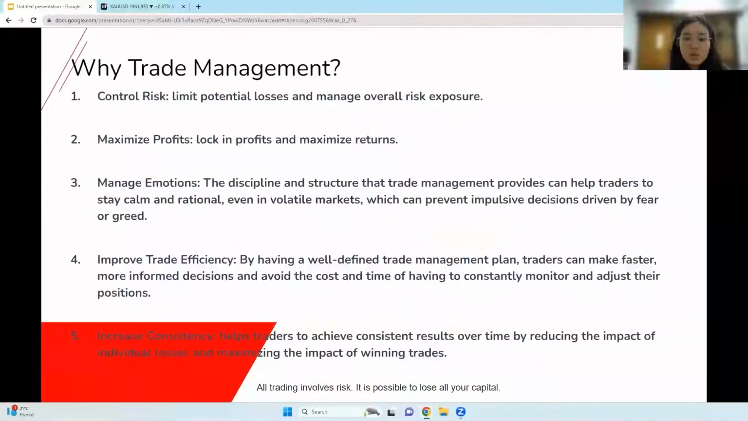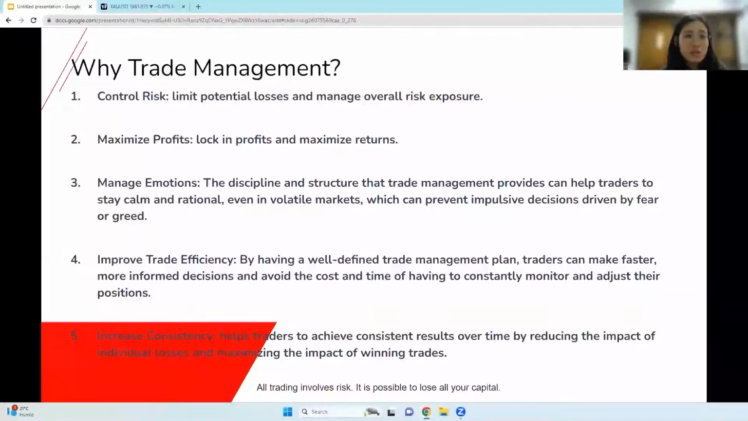Really briefly, why is it important to have a trade management strategy? Firstly, to control risk. Trade management strategies such as stop loss orders and position sizing help traders to limit their potential losses and manage their overall risk exposure. Next, maximize profits. Trade management strategies such as take profit orders, as well as trailing stops that we'll get into a bit, help traders to lock in profits and maximize their returns.